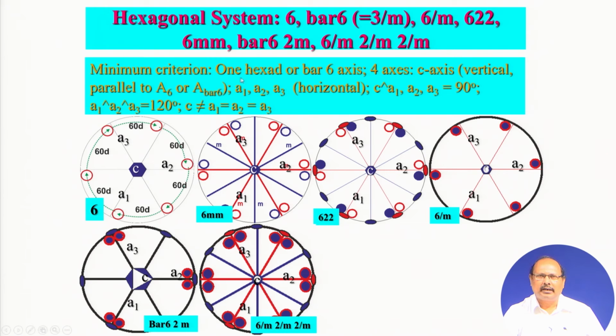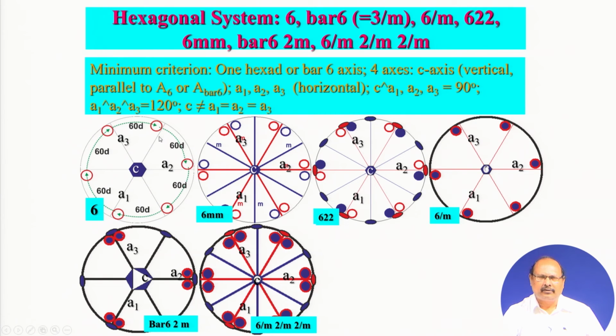You have to have one hexad or a bar 6 axis, and as before in the trigonal crystal system, you have 4 axes of symmetry here. The C axis is vertical and will be parallel to the vertical 6-fold axis of symmetry or bar 6 axis of symmetry, and in the horizontal plane there will be 3 crystallographic axes named A1, A2 and A3. C angle A1, C angle A2, C angle A3 is 90 degrees, whereas A1 angle A2 angle A3 is equal to 120 degrees, and C is not equal to A1 is equal to A2 is equal to A3.